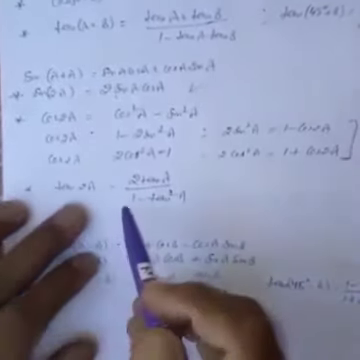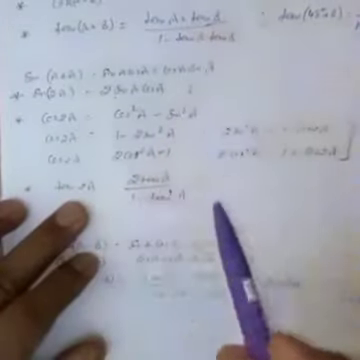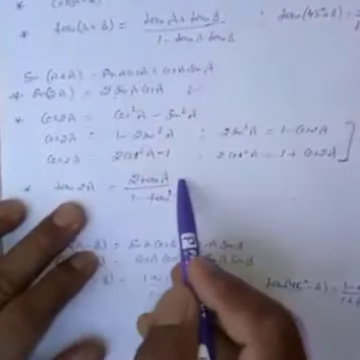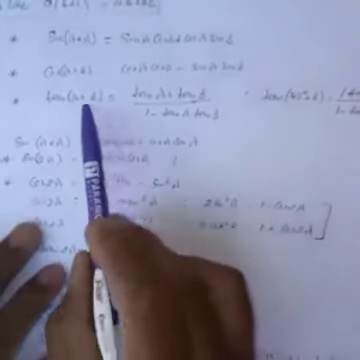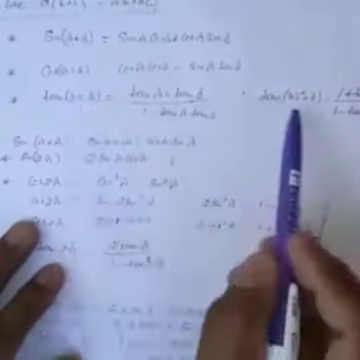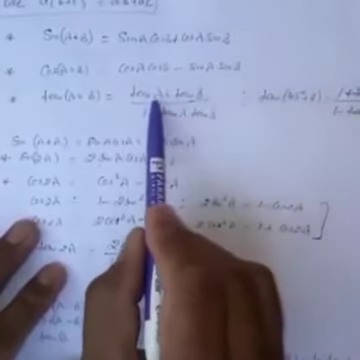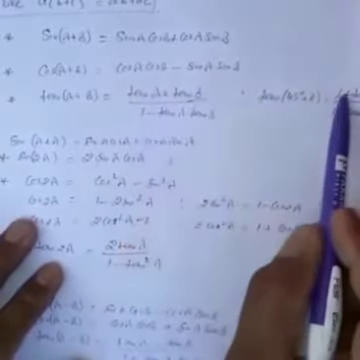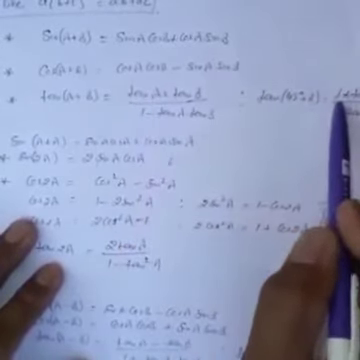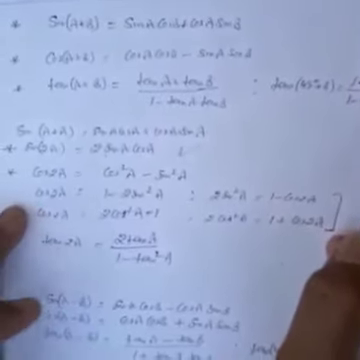Now tangent 2A will be derived from this formula. Replace B by A and you will get this formula, 2 tangent A upon 1 minus tangent square A. Similarly, in this formula, if you replace A by 45 degree, then tangent 45, we know from the table, the value of tangent 45 is 1. So that's why I have written 1. So the formula will be 1 plus tangent B upon 1 minus tangent B.